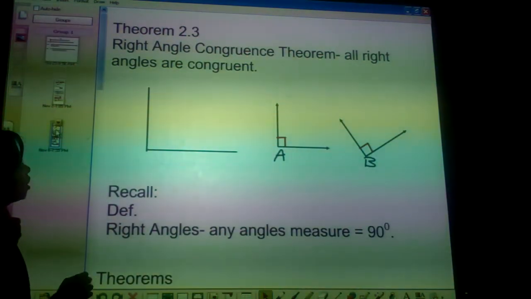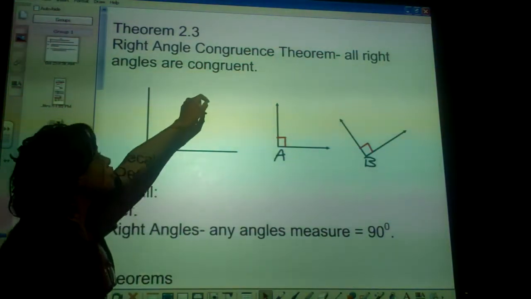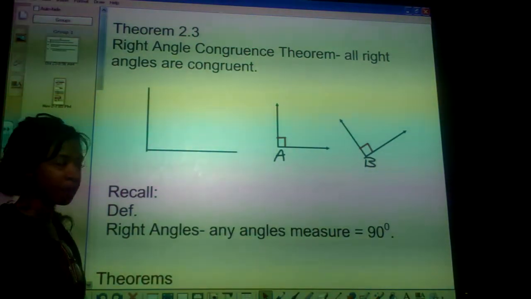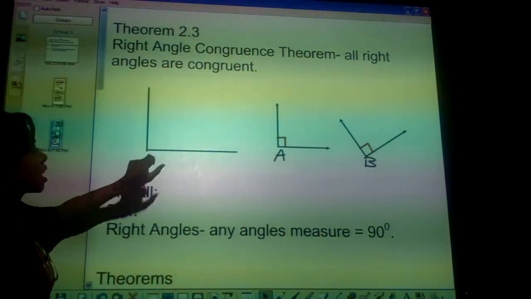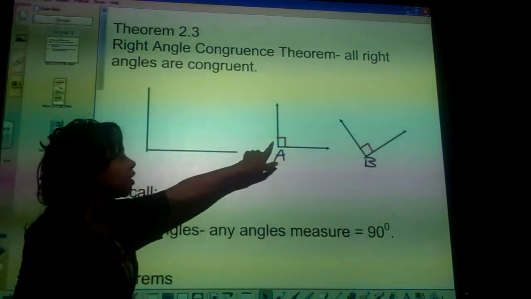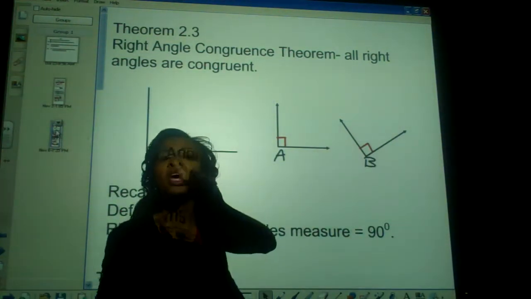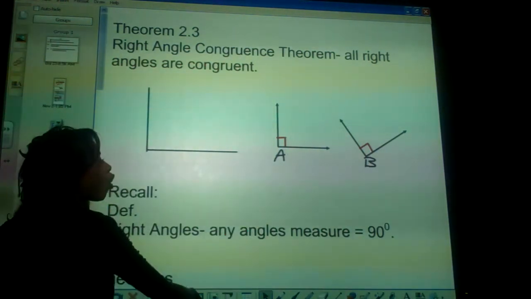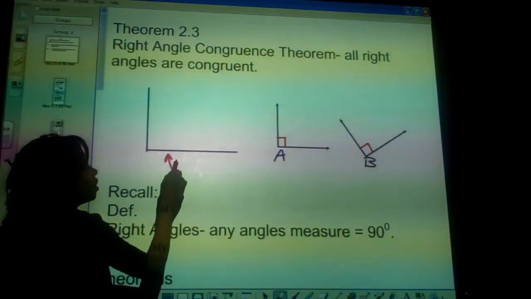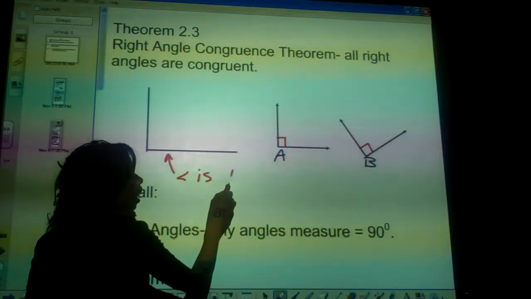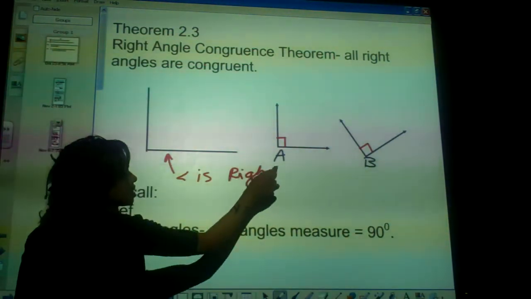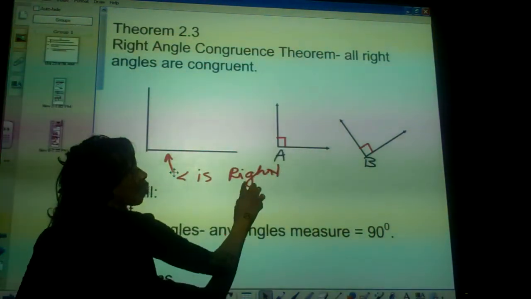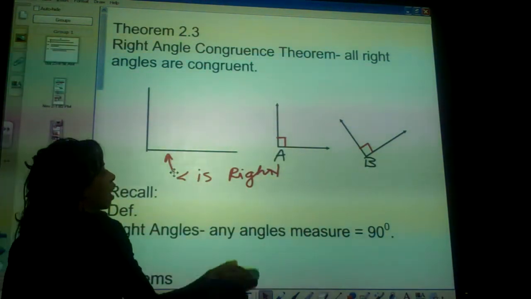Theorem 2-3, the right angle congruence theorem, which says that all right angles are congruent. Listen, I don't want to hear "looks like." We talked about the looks like. This first angle looks like a right angle. But if it does not have the marker in the corner, you cannot say that it is a right angle. It must have a marker in the corner, or in the written direction, they must say this angle here is a right angle. If it does not say that, you cannot tell me this is a right angle because it looks like. It must have the marker, or it must say that this angle is a right angle.